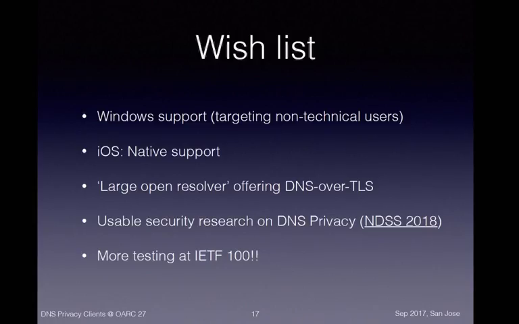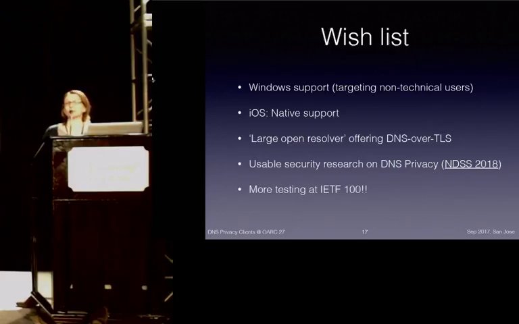And just to very quickly wrap up with my wish list, you might think it's strange to have Windows support at the top, but what I want to do next is start targeting non-technical users. So people who have real everyday demand for DNS privacy, journalists and activists who aren't technical but really need some of the protection that DNS privacy can give them. I'd love to see something happening in the area of native iOS support. I would love to see a large open resolver offering DNS over TLS, which would then obviously be good news for all these clients. I would like to see research on the usable security aspect.